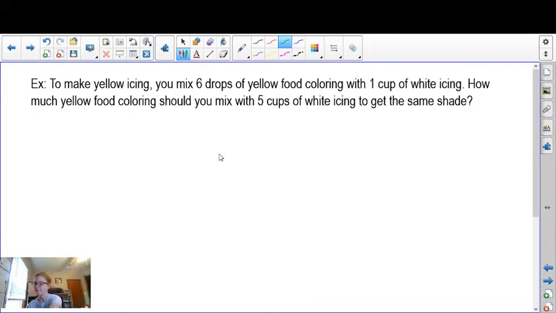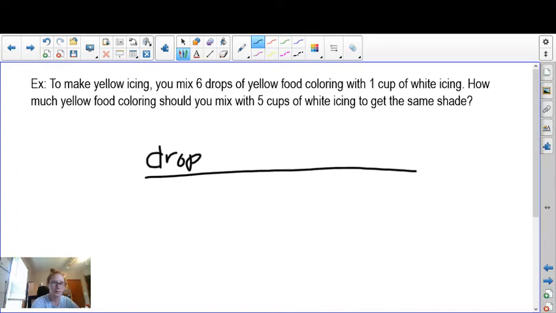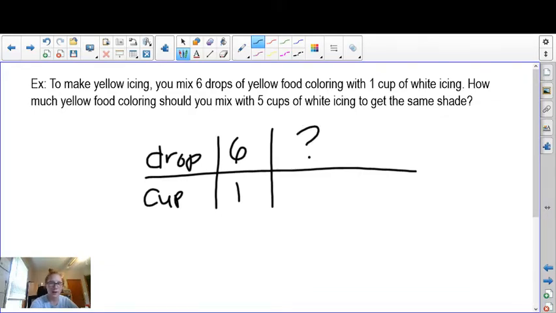Okay, let's do an example. To make yellow icing, you mix 6 drops of yellow food coloring with 1 cup of white icing. How much yellow food coloring should you mix with 5 cups of white icing to get the same shade? We're going to make a little table. I'm going to pick my black color, and I'm going to say drops of coloring, cups of icing. So it says that I need 6 drops for 1 cup. And then it wants me to find how much food coloring should you mix, so how many drops should you use with 5 cups of icing.